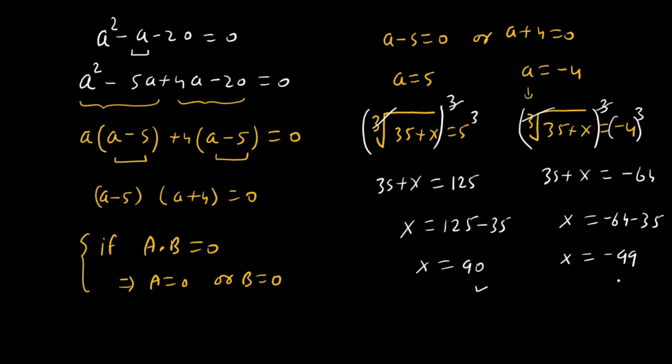We have two possible values of x. The first value of x is 90 and the second value of x is minus 99. This is our final answer.